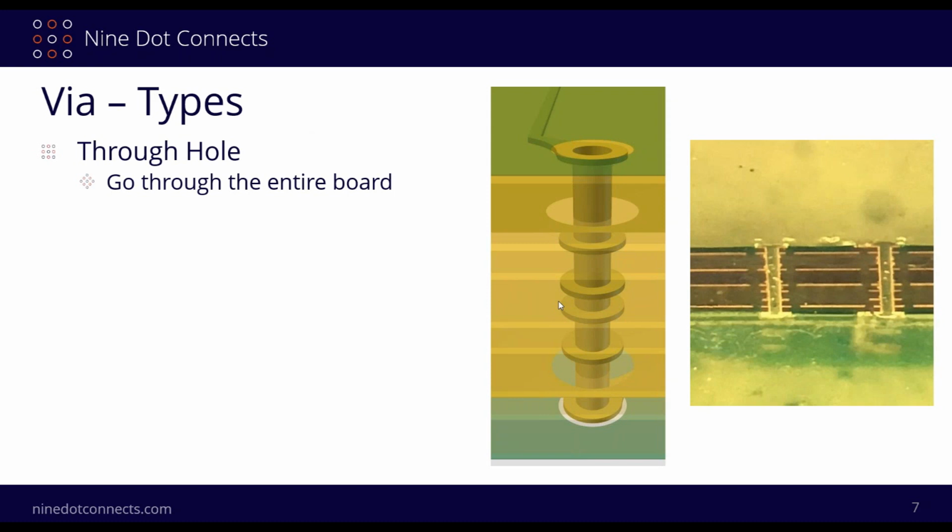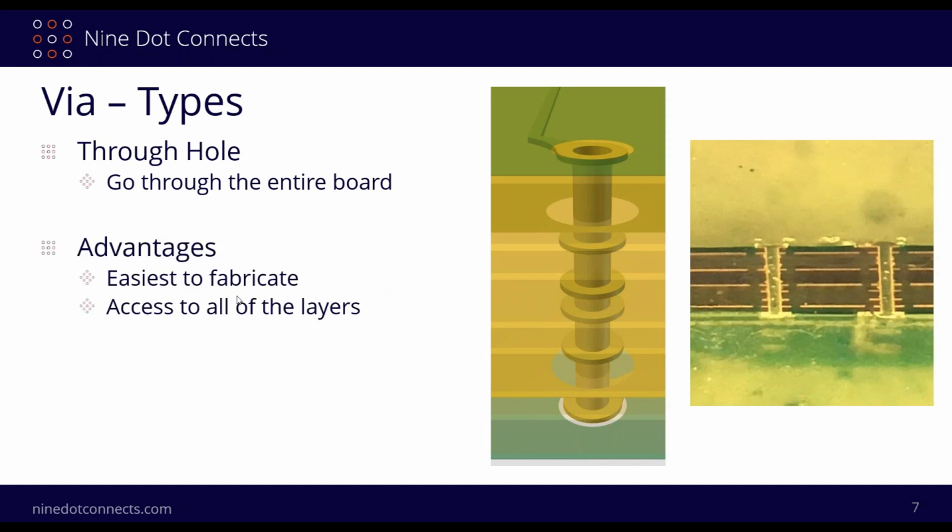Here's the through hole. Good old-fashioned through hole. It's been around for about 60 years. It goes through the entire board. Our major advantage: it is by far the easiest to fabricate. So when you get a cost for a board, the through hole generally has already been accounted for in that cost. The only time that cost may go up is if you hit over a certain number of through holes in your total count. But nevertheless, it's not going to be substantially more to do that. And of course, it gives you access to all the layers, which is just great.